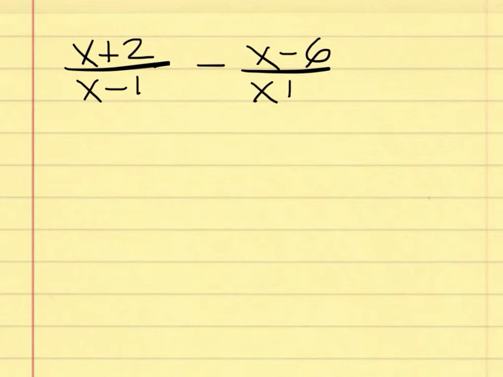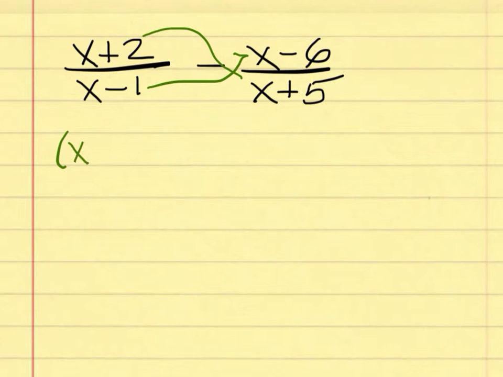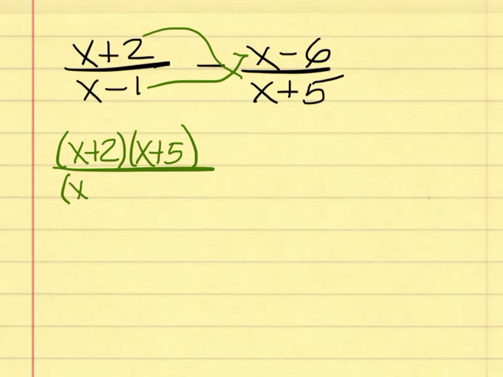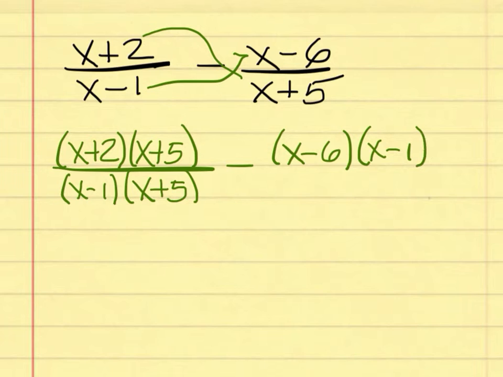This problem is x plus 2 over x minus 1 minus x minus 6 over x plus 5. Alright, so when we find the common denominator, we multiply the bottoms together, and to find the numerators, you're multiplying numerator times opposite denominator. So you should have x plus 2, x plus 5 over x minus 1, x plus 5. And then you should have x minus 6, x minus 1 over x minus 1, x plus 5.